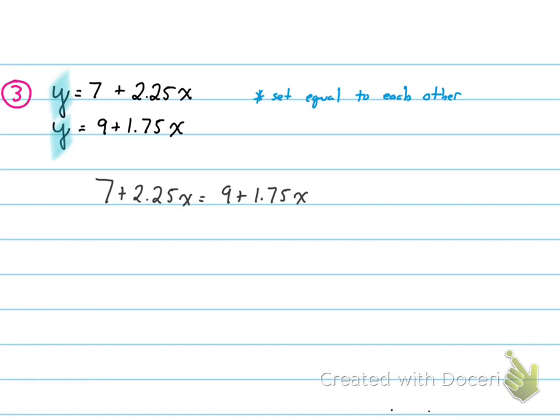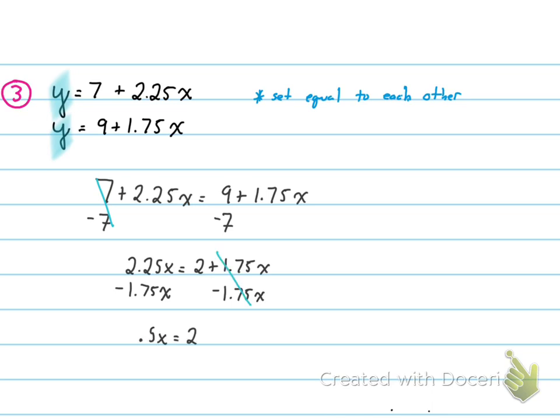Now I want to solve for x, so I'm going to bring the numbers to one side. Again, I like subtracting smaller into bigger numbers so I don't work with as many negatives. I'll subtract the 1.75x to combine with the other x. I have 0.5x equals 2. To get rid of that 0.5, I'm going to divide on both sides. And I have x equals 4.